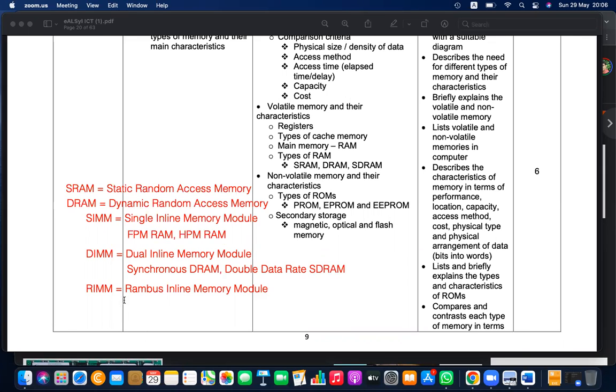An example for the RAM bus inline memory module is RDRAM, RAM bus dynamic random access memory. Basically, these RAMs are used in servers. Now it's not very popular because DDR RAMs are much more popular than these RAM bus RAMs. DDR is relatively cheaper and faster.